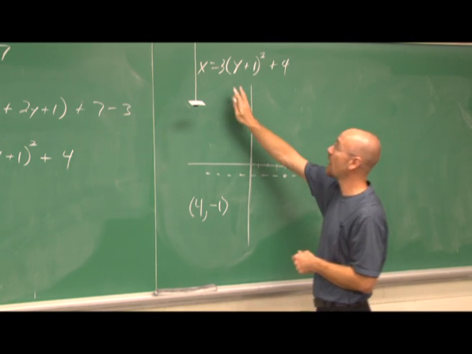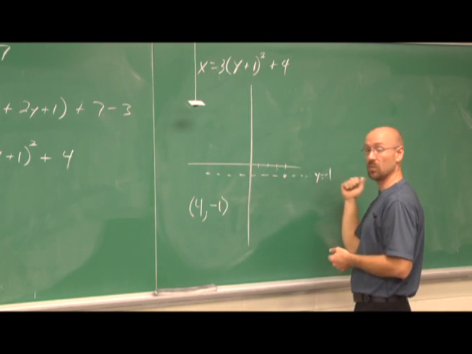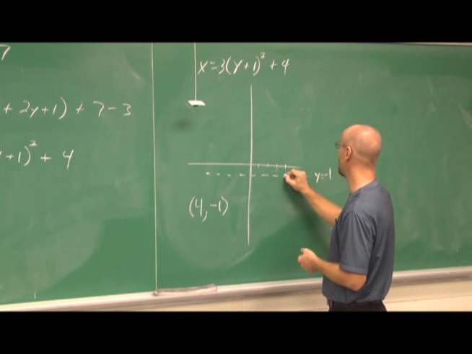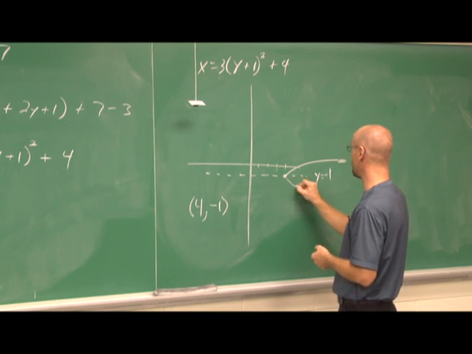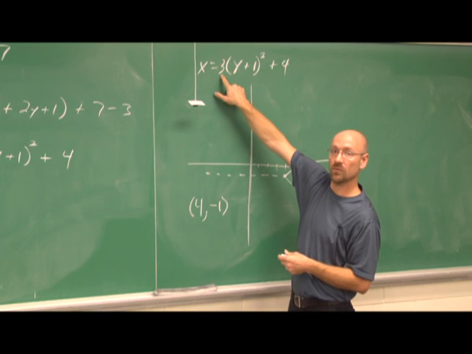Which way does this parabola open? Well, my a value is positive. That tells me it opens to the right. So I can now graph this parabola to the right. And I know it's a little narrower because this coefficient is greater than 1.